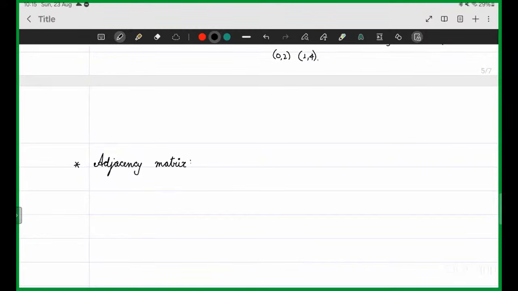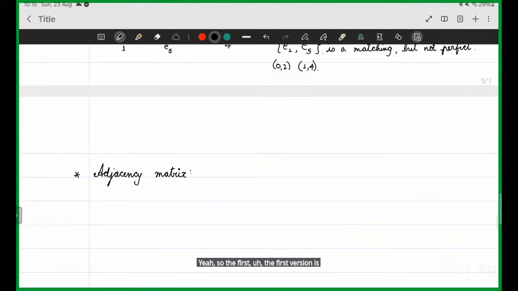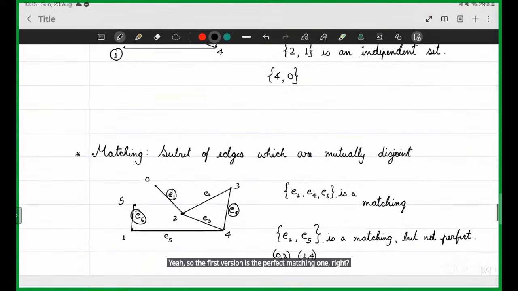All right. What's the doubt? So the first version is the perfect matching one, right? Yes, this is a perfect matching.